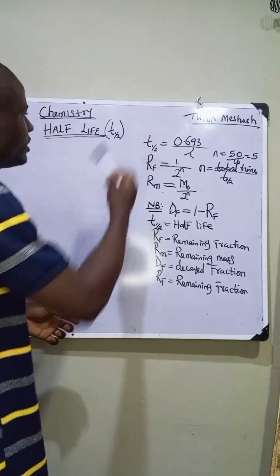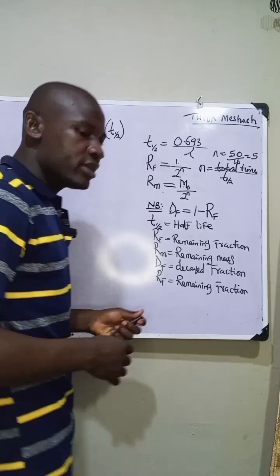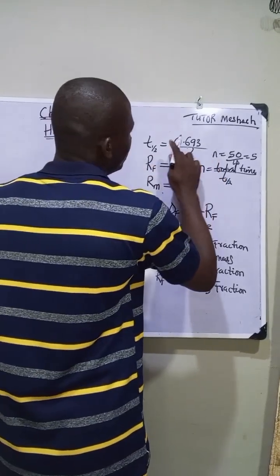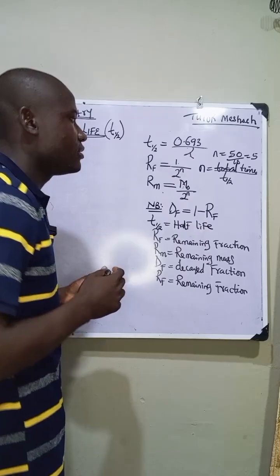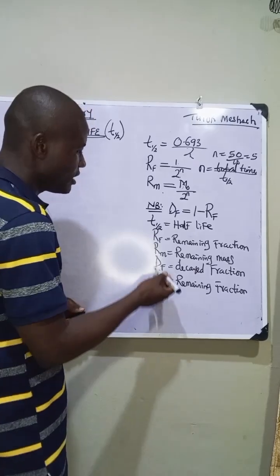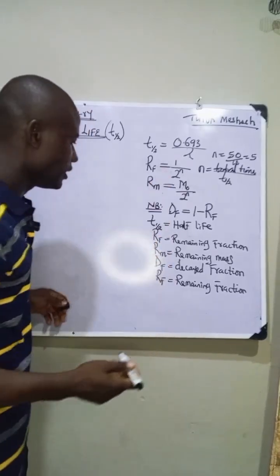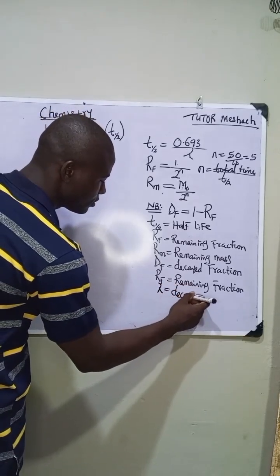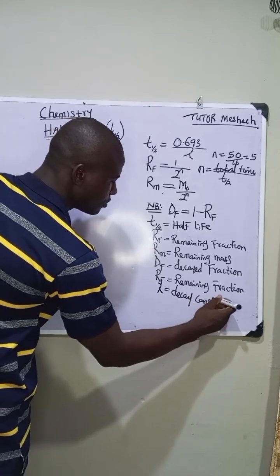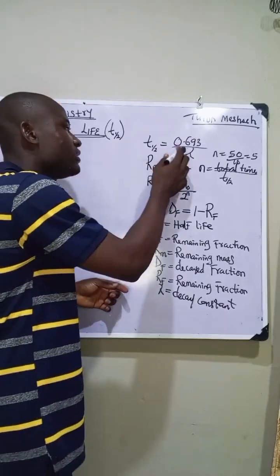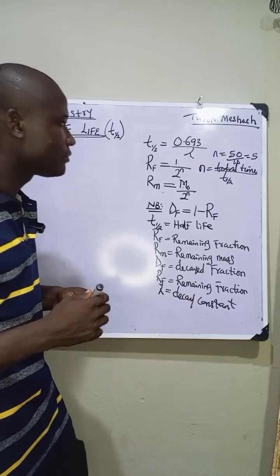And this is the formula here. Half-life is equal to 0.693 divided by lambda. This lambda you are seeing here means the decay constant. That is what it means. So you should not forget this formula for any exam you want to write.